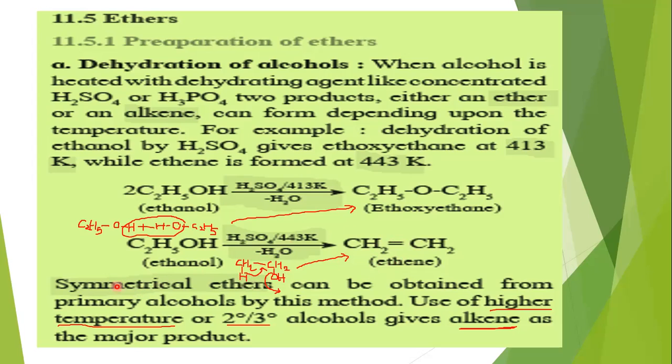Okay, see here, symmetrical ethers can be obtained from primary alcohols by this method. Use of higher temperature or secondary or tertiary alcohol gives alkene as major product. If we use higher temperature or alcohol is secondary or tertiary, then the product is alkene.